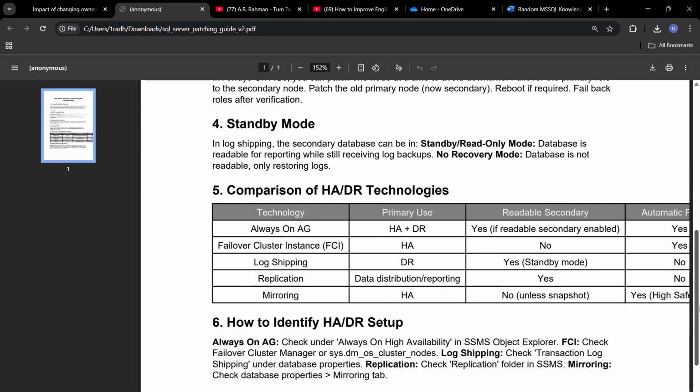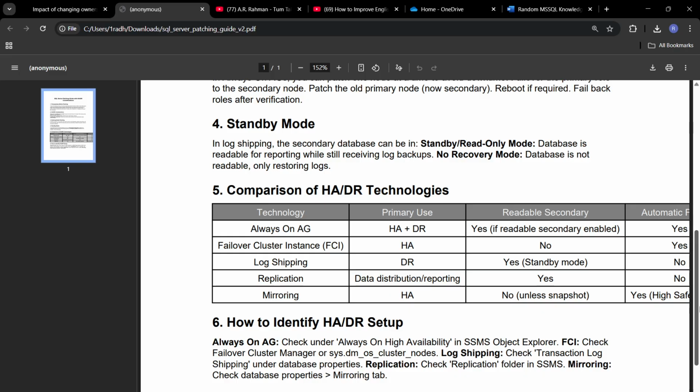So what is standby mode? In log shipping, the secondary database can be in standby or read-only mode. In standby mode, the database is readable for reporting while still receiving the log backups. No recovery mode means the database is not readable and only restoring the logs, but standby and read-only mean the database is readable for reporting while still receiving the log backups.